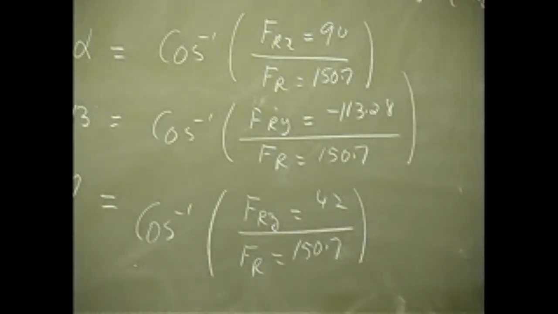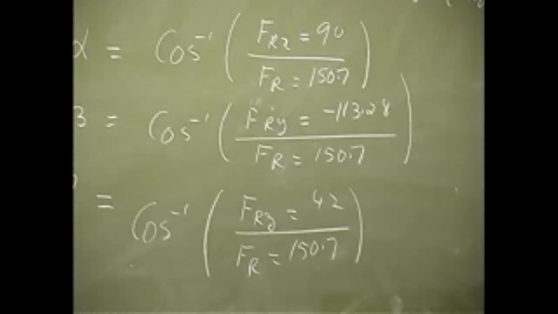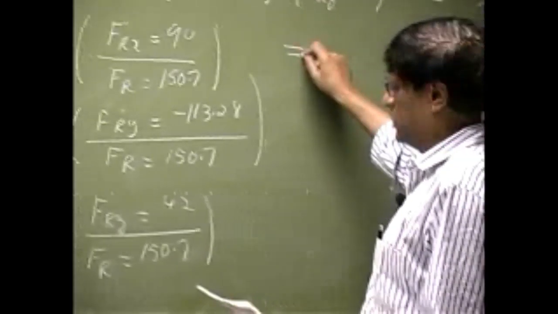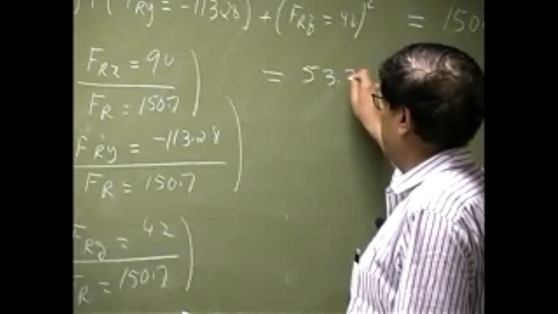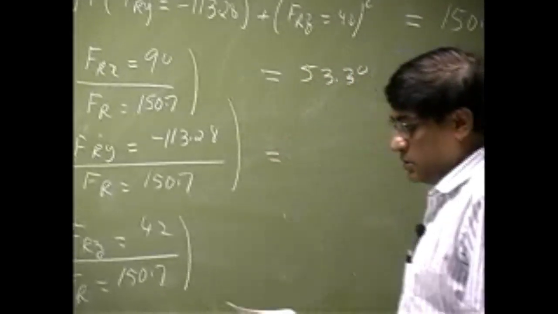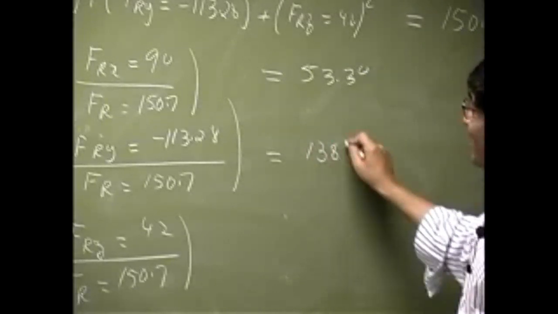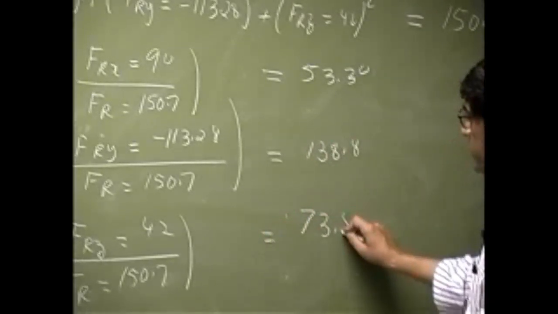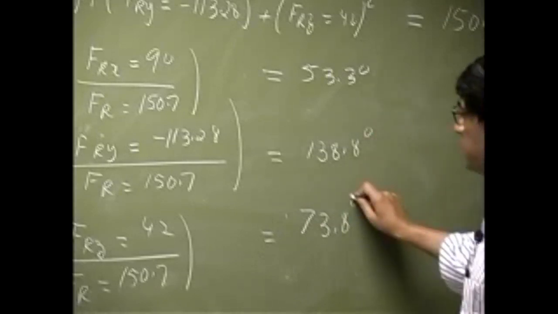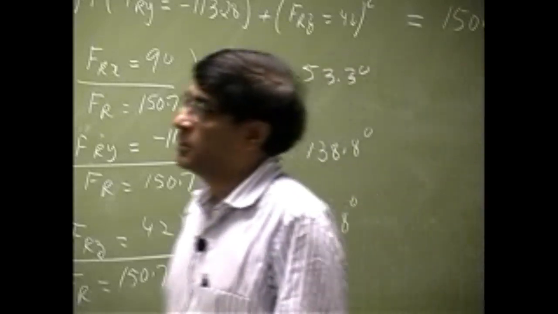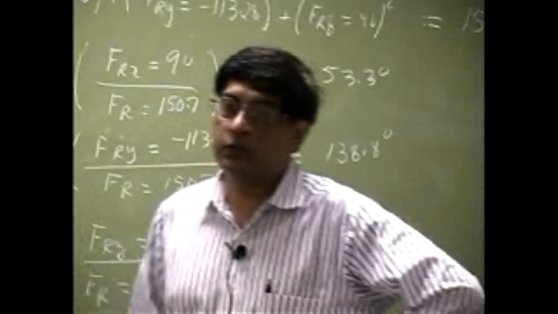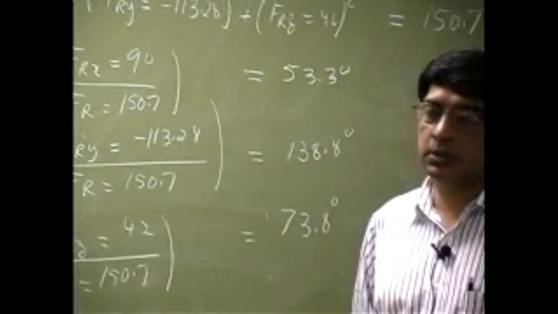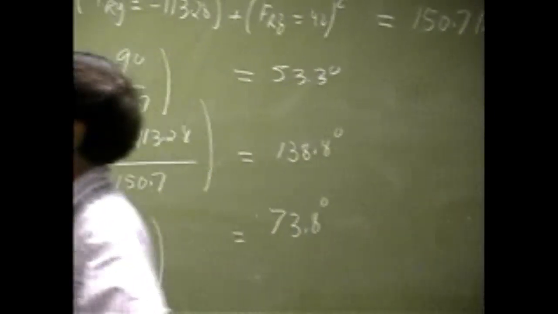So again, that's just the direct substitution of the values. And if you go to the numbers, this should be 53.3. This is going to be 138.8. This is going to be 73.8, all being in degrees. So that's the procedure you need to follow when you have a set of forces in 3 dimensions.